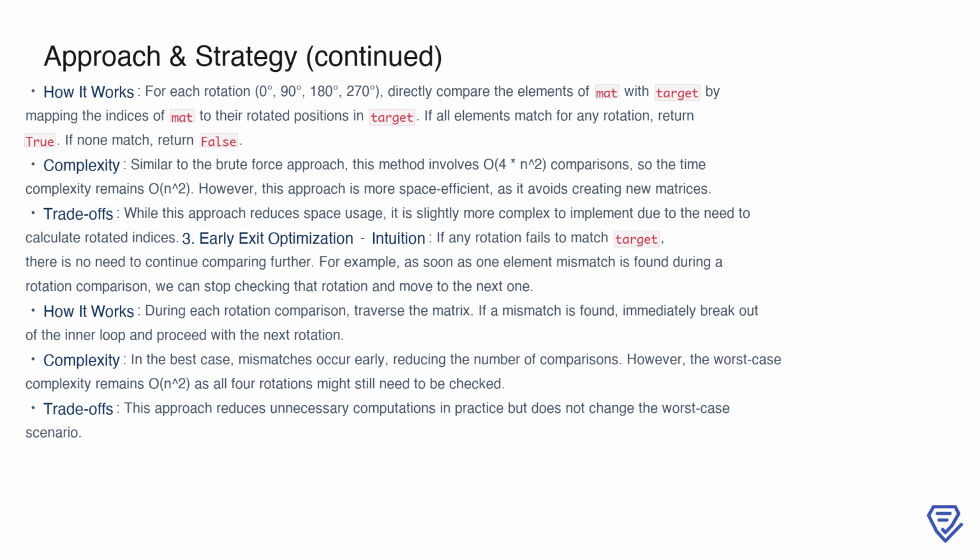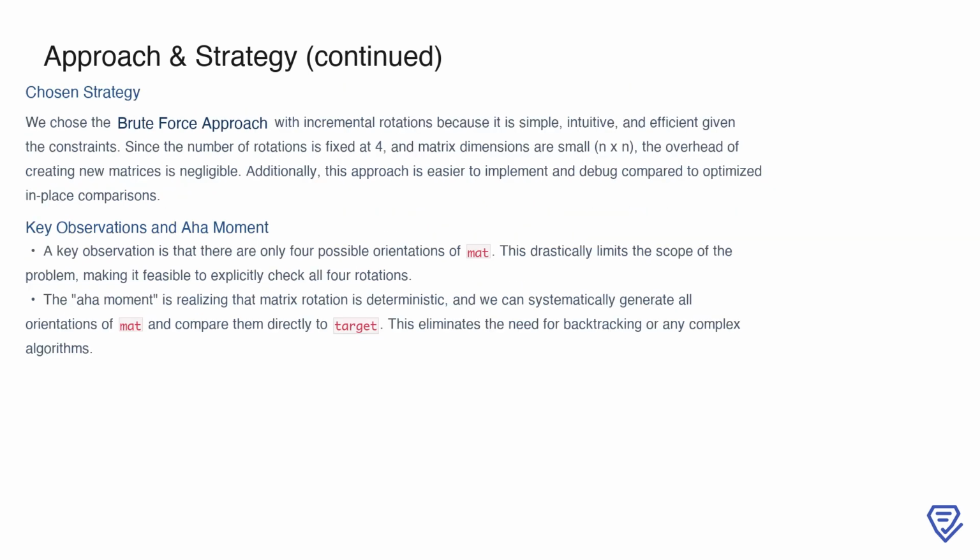This method can improve efficiency in scenarios where mismatches are detected early, but it adds another layer of logic to the implementation. Given the options, we chose the brute force approach with incremental rotations. This method stands out because it is simple, intuitive, and efficient given the constraints of this problem. Since there are only 4 possible rotations and the matrix dimensions are relatively small, the overhead of creating new matrices is negligible. Additionally, the brute force method is easier to implement and debug compared to the optimized in-place comparison approach.